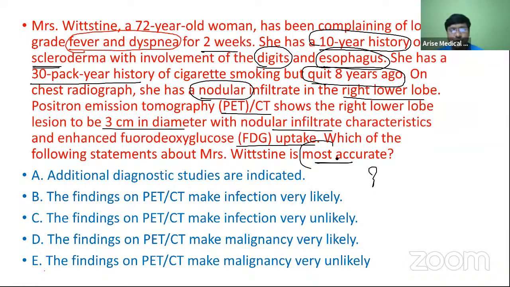The question asked is, which is most accurate. Anyone? Which of the following statements about Mrs. Wittstein is most accurate? Achha, you are suspecting malignancy, Shabnam Khan. Any other answer apart from D?